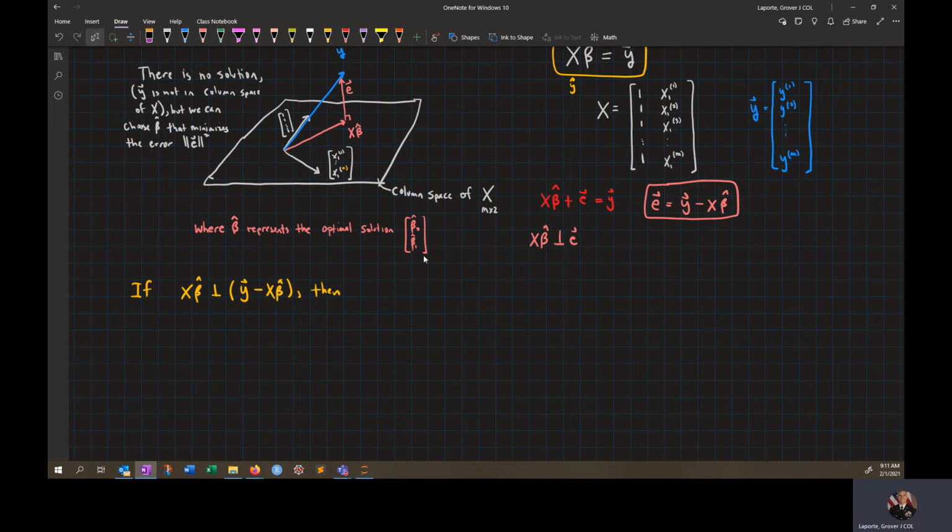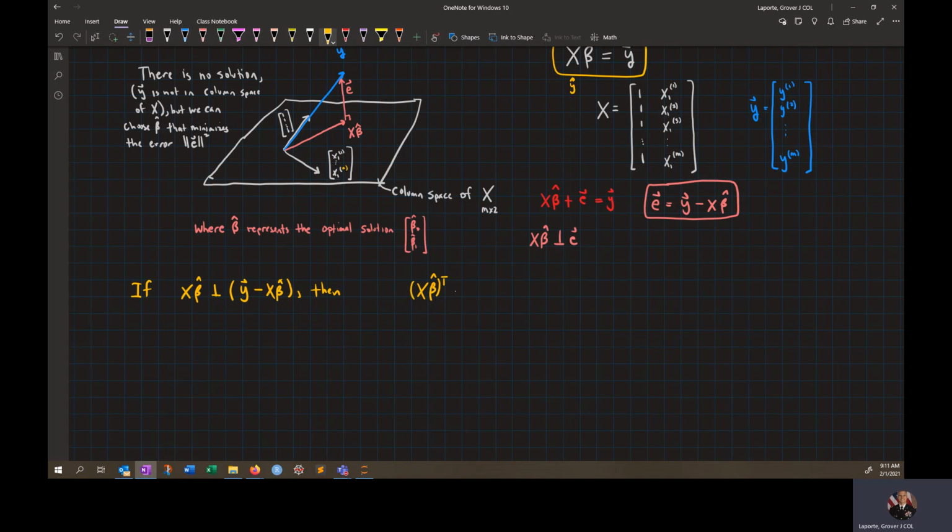which would be equal to 0. Now, how do you do the dot product of two vectors? Again, go back to your linear algebra class. If they're both column vectors, then you do the inner product, and remember what the inner product means: you put the transpose on the first one. So it would look like this: x beta hat transpose, right?